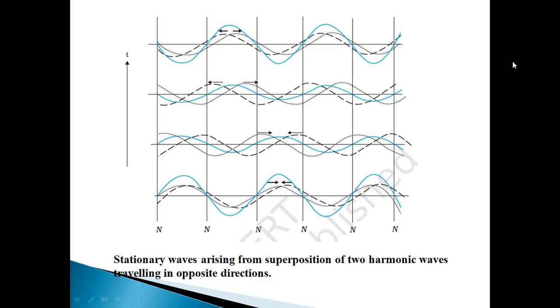So here in the second line, we have the waves moving further apart. Then in the third line they are still moving, and in the fourth one you can see again they are coming almost to the first position, but they have come in opposite directions. So this graph shows the stationary waves arising from superposition of two harmonic waves which are traveling in opposite directions.